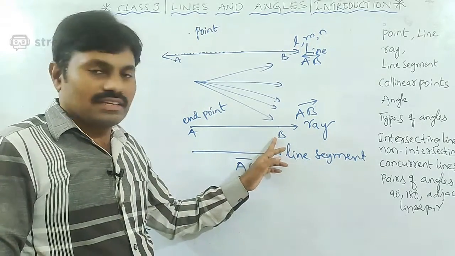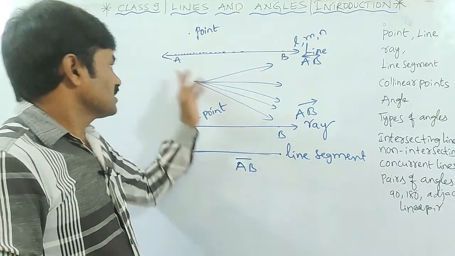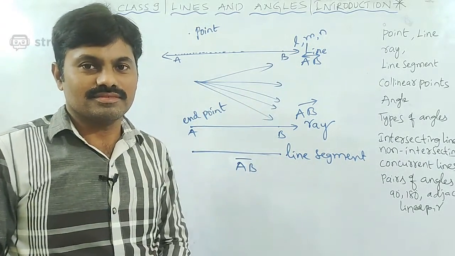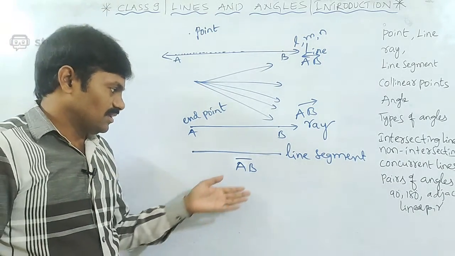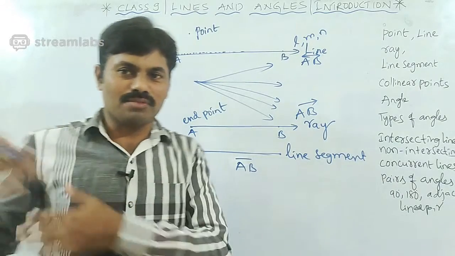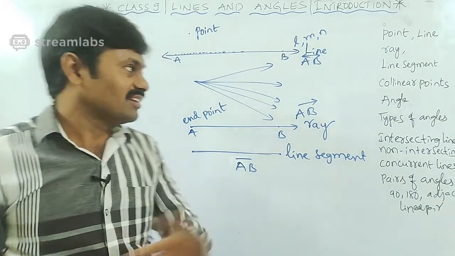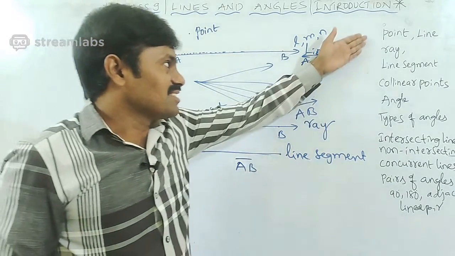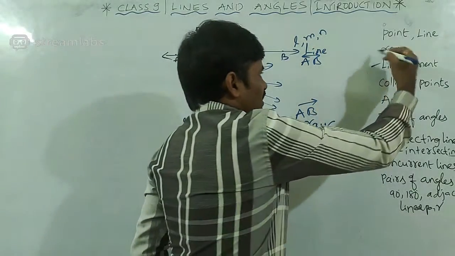So here AB ray, AB line segment, AB line. Okay. So these are the basic terms that we have well known in lower classes also. Is it clear? Now we have discussed point, line, ray, line segment.